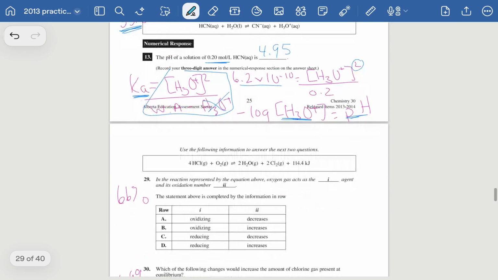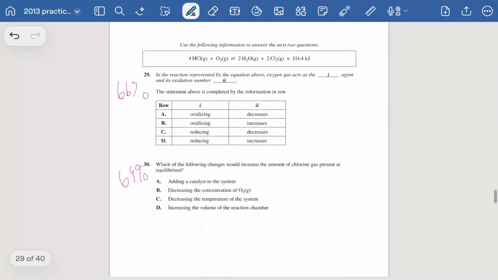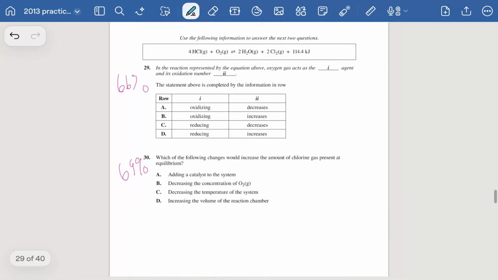They could have asked you for Kb. They could have made the connection that Ka times Kb equals Kw, but they didn't. It was just one pretty simple question. So just making sure that we know that.